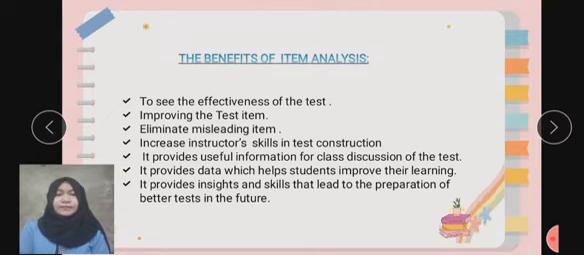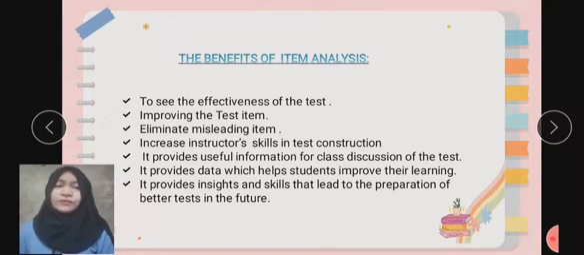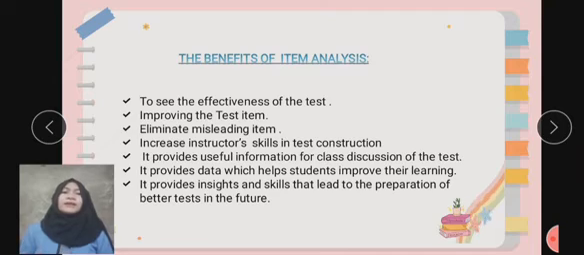Second, improving the test items. As we go through this process of item analysis, as much as possible, na-improve natin yung test na ginagawa natin. As we go through this process, natatama natin yung mali na nagagawa natin doon sa test. For example, may na-repeat na questions or may misleading questions. Okay, so, eliminate misleading items.